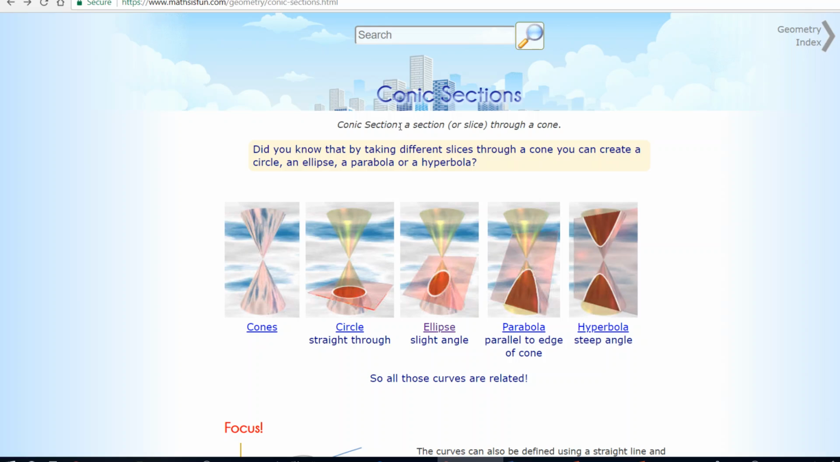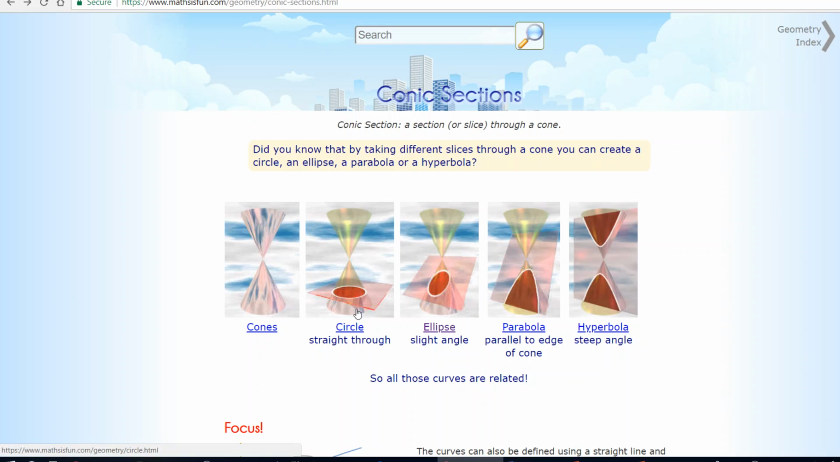A conic section is a section or a slice through a cone. If we take different slices through a cone, you can create the circle, the ellipse, the parabola, and the hyperbola, depending on where your section, or the plane that you cut, is. If it's straight through, parallel to the base of your cone, you make a circle. If it's at a slight angle, you'll have an ellipse. You'll have a parabola if it's parallel to the cone, and a hyperbola if you have a steep angle. So I want you to be able to see that all the curves are related.